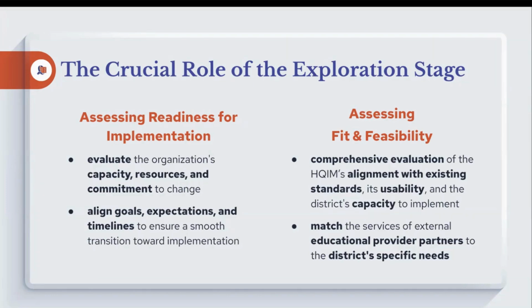What we mean by that is districts and providers needed more time to really evaluate the district's capacity, resources, and commitment to make this change. Were leaders on board? Were teachers on board? Were families on board? Did they have the staff that they needed? These are all things that needed to be put in place to ensure a smooth transition into implementation. Assessing readiness for implementation really helps the district align their goals, expectations, and timelines. So when they can highlight what they're trying to achieve and what they're going to do next, they can then line up their timelines.